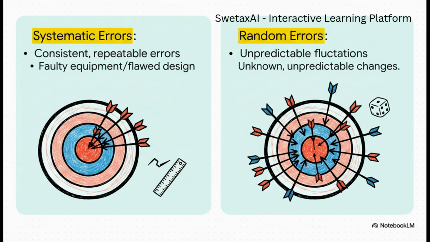Then you've got random errors. These are the unpredictable little fluctuations. Maybe your hand shakes a tiny bit or there's a draft. They create a spread of data around the true value.